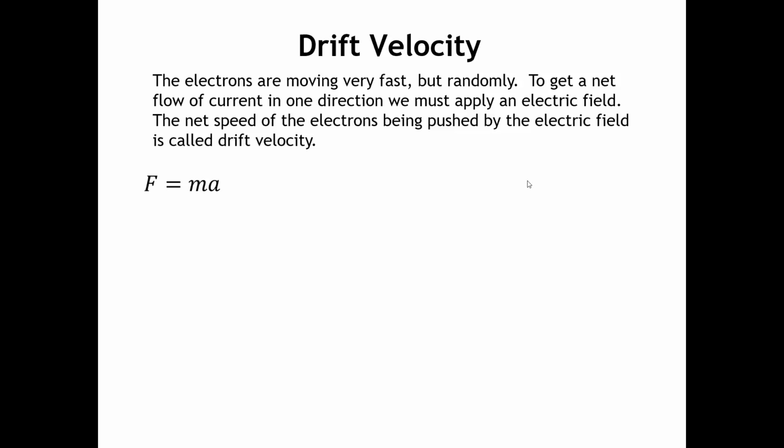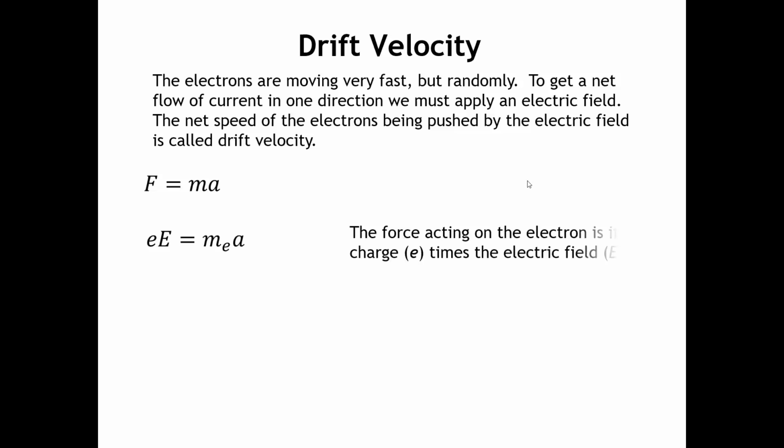So if we start with Newton's relationship, we can say the force acting on the electron is equal to its mass times its acceleration. But the force that's acting on the electron is just the charge of the electron times the electric field intensity, small e times capital E. We can rearrange this equation, and if we do, we find that the acceleration of the electron is its charge times the electric field intensity divided by its mass.